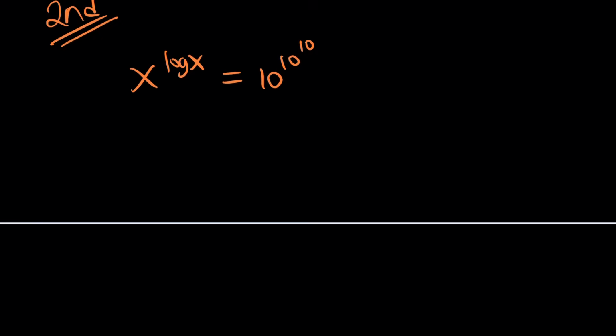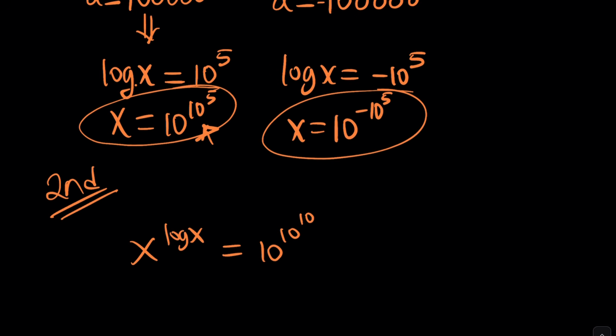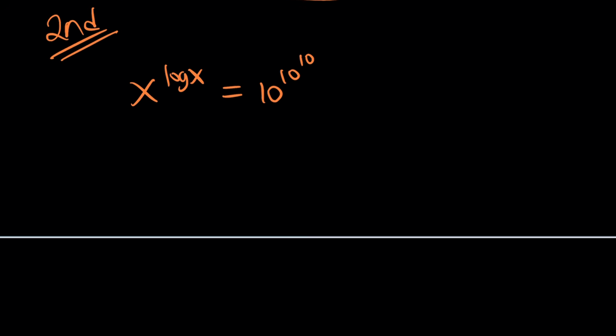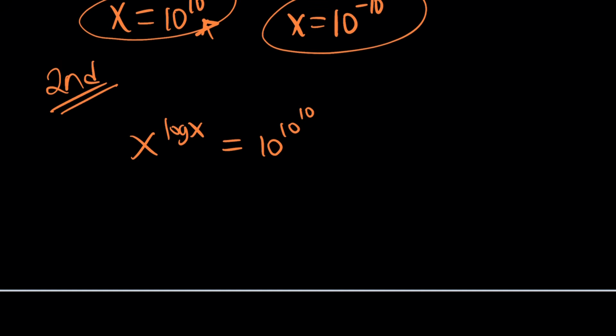By the way, there's a way to verify this solution. If you go ahead and replace x with 10 to the power 10 to the 5th, it should work. Okay? You can basically just go ahead and check it out. All right, great. So now the second method, what is it going to use, right?